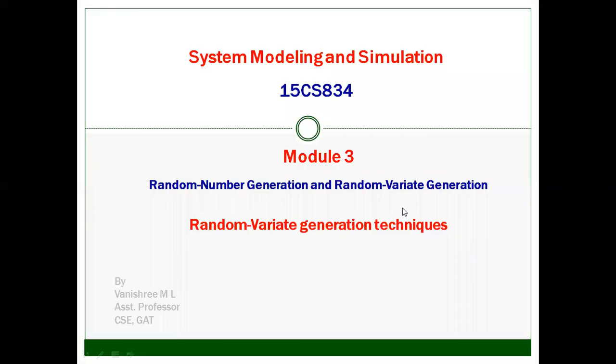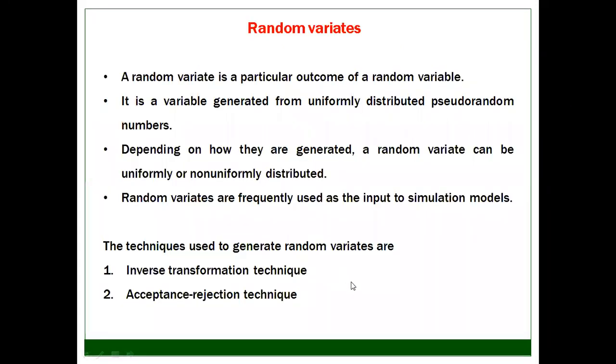Hello students, in this video we will see what a random variate is and what the techniques for random variate generation are. A random variate is a particular outcome of a random variable. It is a variable generated from uniformly distributed pseudo-random numbers. Depending on how they are generated, a random variate can be uniformly or non-uniformly distributed, and random variates are frequently used as input to simulation models.